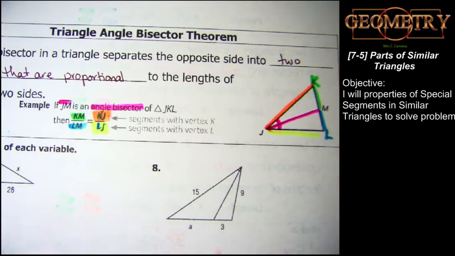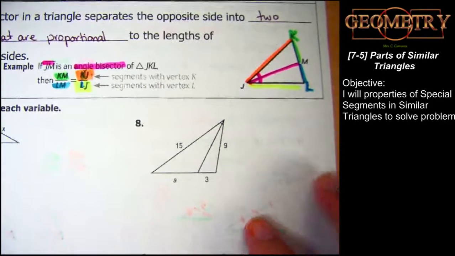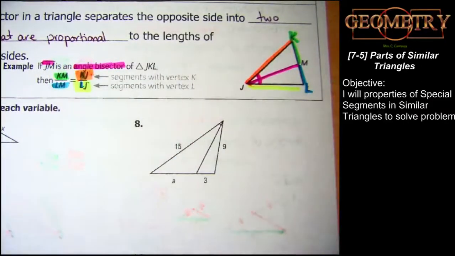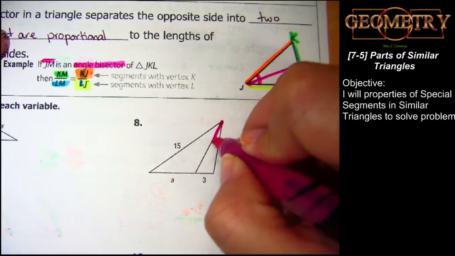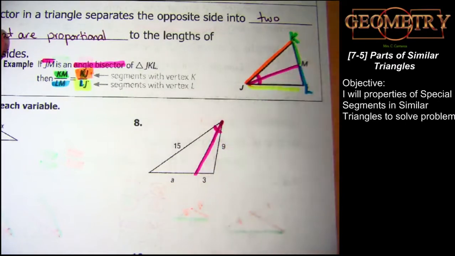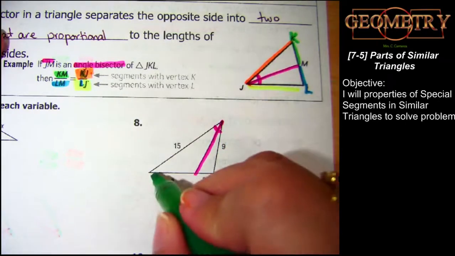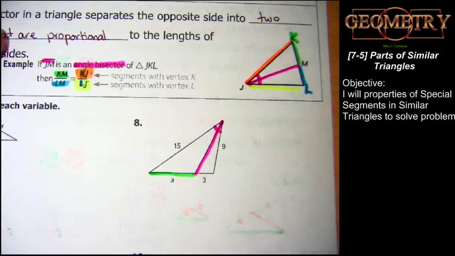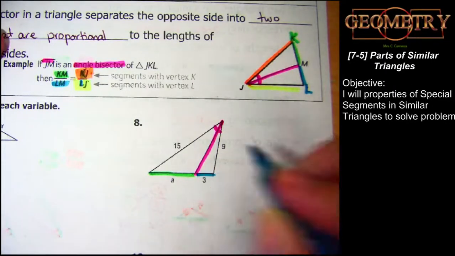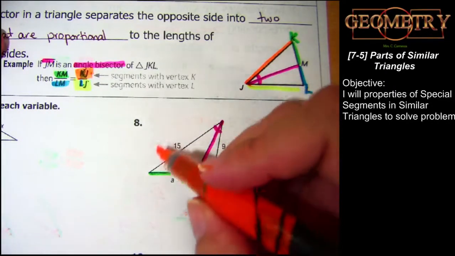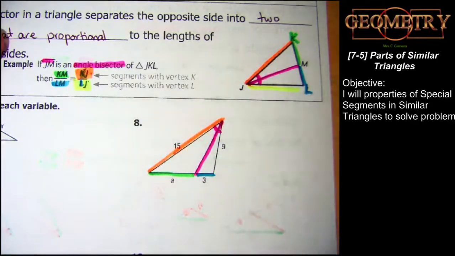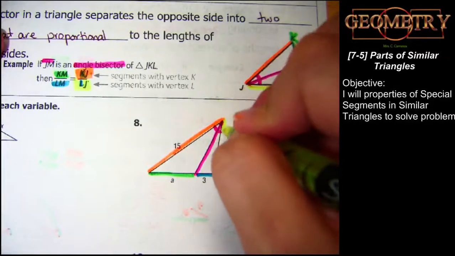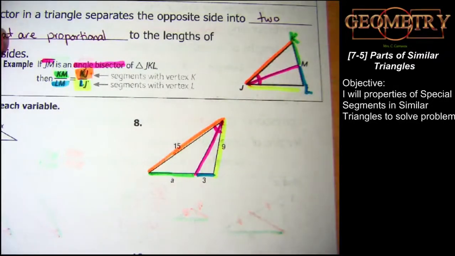All right, let's do a setup. I'm going to do number 8 so that I can keep my example up and running. All right, I've got an angle bisector. Here it is. On one side of the angle bisector, here's the other side of the angle bisector. This side's going to go with the left side of the angle bisector, and this one's going with the right side of the angle bisector.